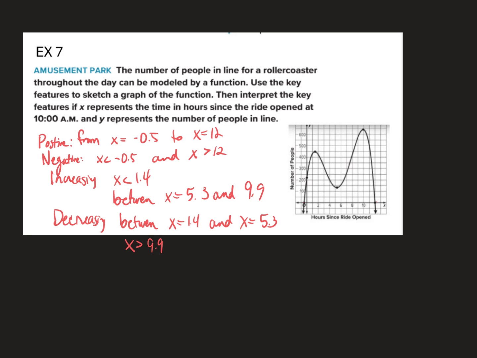Intercepts. Sorry about that. Okay, where does it cross the x-axis? It crosses at negative 0.50 and 12, 0. And then those are x-intercepts. The y-intercept, there's only one, is right here, so 0, 200.